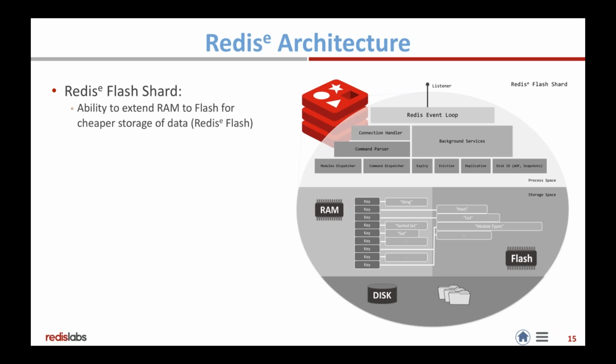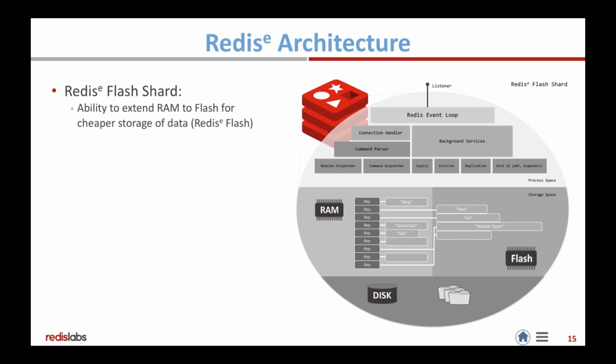There are a couple of differences between Redis open source shard and Redis Enterprise shard. One of the big differences you can see in this picture, the process space looks the same at the top level. But if you look at the storage space, one of the unique things we can do with Redis Enterprise is to take some of your values and push them over to flash memory. This is called the Redis Enterprise Flash capability.